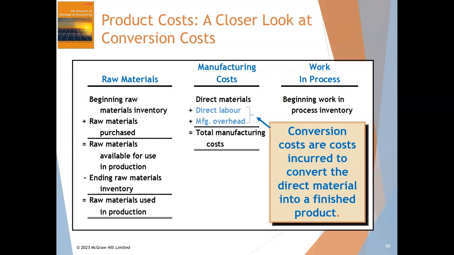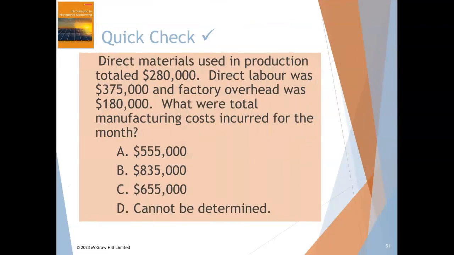Product costs, a closer look at conversion costs. Conversion costs are costs incurred to convert the direct material into a finished product. Quick check. Direct materials used in production totaled $280,000. Direct labor was $375,000, and factory overhead was $180,000. What were total manufacturing costs incurred for the month?